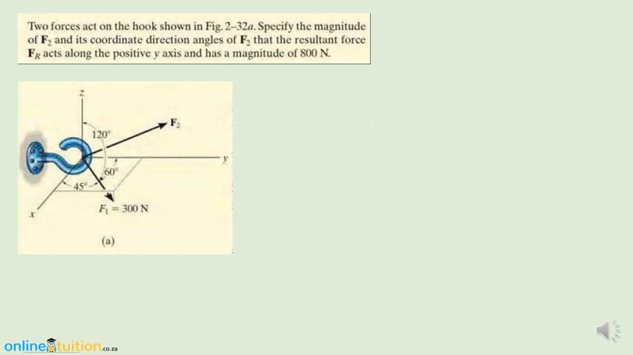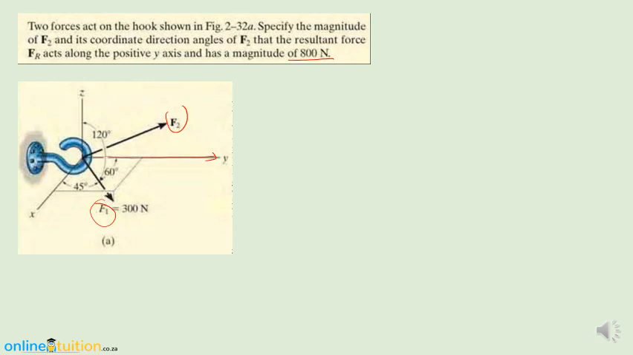Okay guys, this is a really cool question. Here you've got two forces acting on the hook. Specify the magnitude of F2. We know nothing about F2 here, and its direction coordinate angles, so that F2 and F1 that you see acting here, their resultant acts along the positive y-axis. So the resultant of those two forces acts along the y-axis, and the magnitude of that resultant is 800.